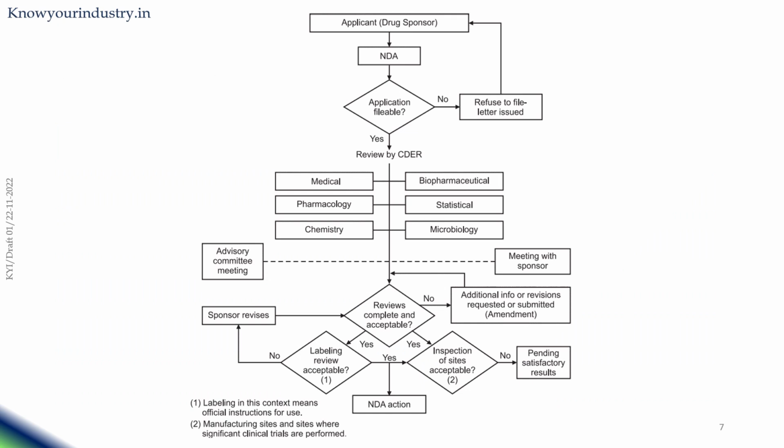This is the flowchart for the review process of NDA, that is new drug application. The applicant or the drug sponsor submits the NDA. The application is filed. If it is fileable, then it goes to the CDER for review. If it is not fileable, then FDA issues a refuse to file letter.